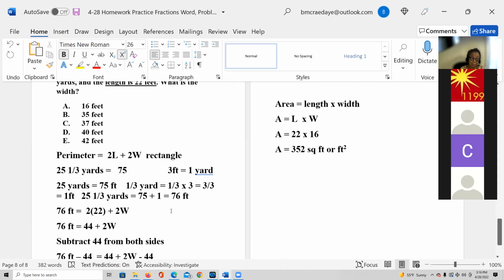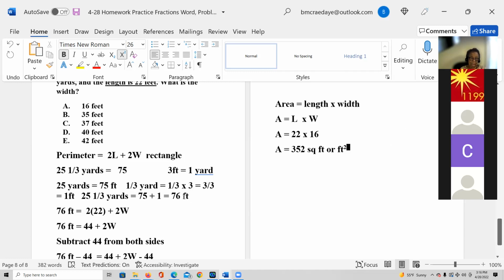Perimeter is in units. So if the perimeter is in feet, area will be square feet. If perimeter was in yards, area would be square yards. If perimeter was in meters, area would be square meters. Area is always square units. Okay, that clear? That's the multiplication.